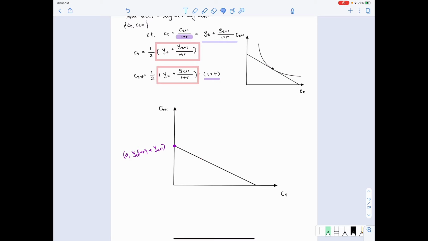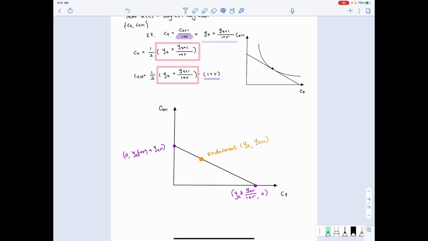The second point I want to highlight is the point where the intertemporal budget constraint intersects the horizontal axis. Here, we see that when we choose to consume nothing in the second period, then in the first period, we are going to consume the present value of the lifetime resources. The third point I want to highlight is the endowment point.